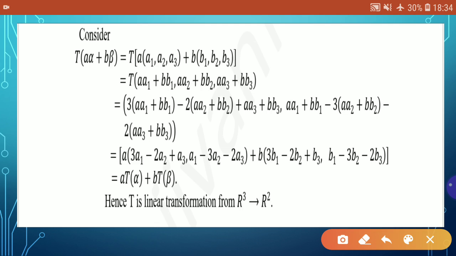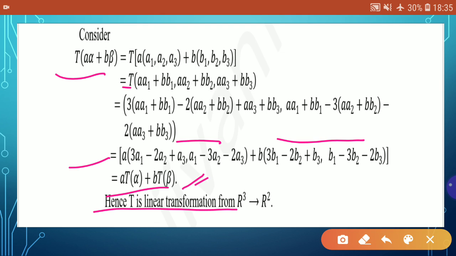a times (3a1 minus 2a2 plus a3, comma, a1 minus 3a2 minus 2a3) plus b times this, which is nothing but your T of alpha, as we initially wrote, and this is T of beta. So it is equal to a times T of alpha plus b times T of beta. Hence, by definition, this is a linear transformation from R3 to R2, because T of (a alpha plus b beta) equals this. You need to apply the definition of T while proving this, and rearrange the terms properly so that you get the right hand side.